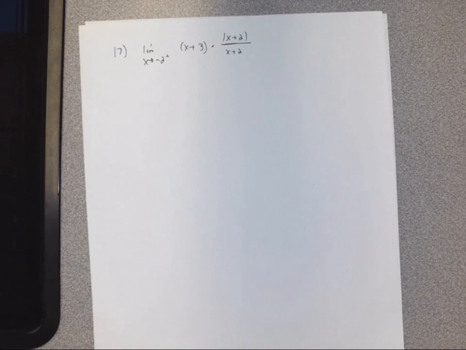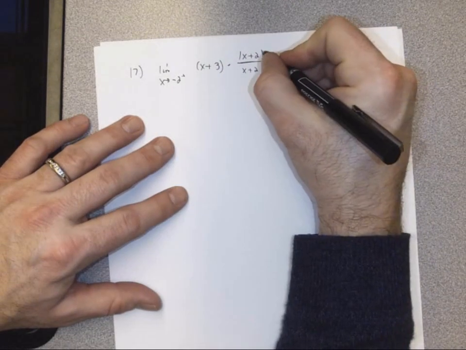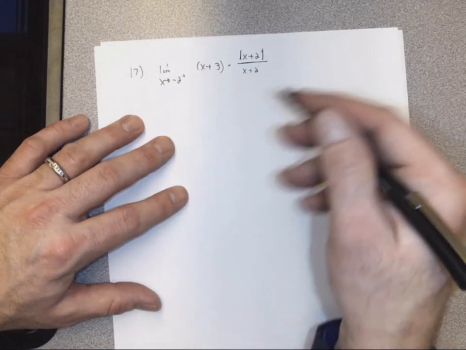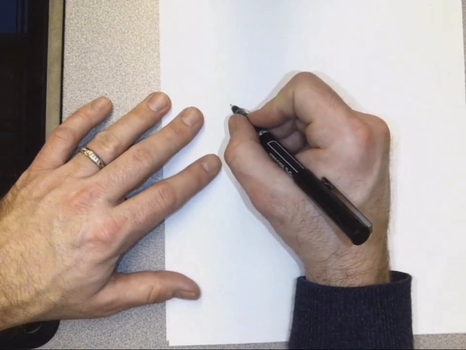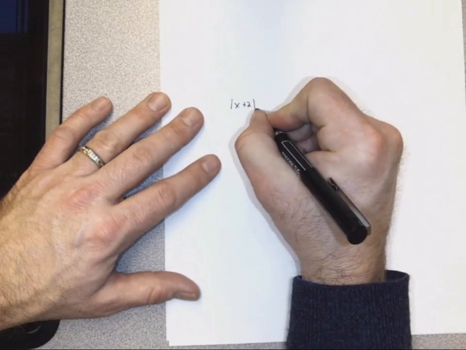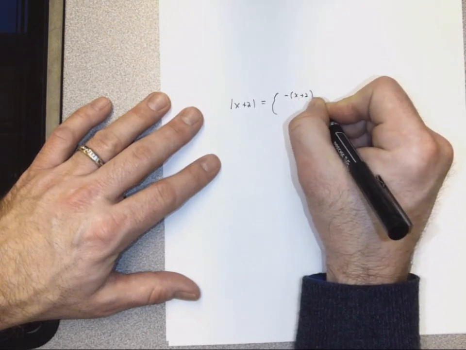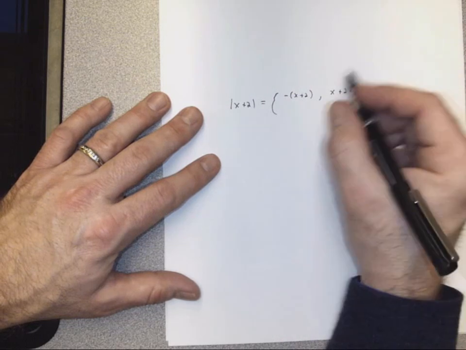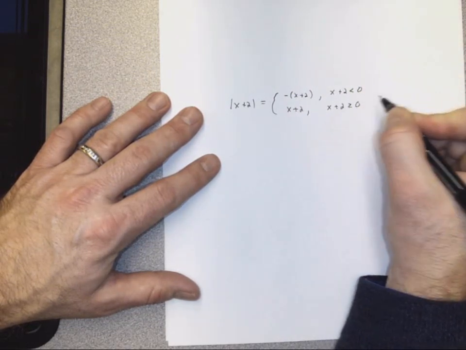So you guys notice that what makes 17 difficult is this absolute value thing. All right, so let's investigate what that absolute value thing is. I'm going to do it down here, and we'll come back and simplify it. Well, the absolute value of x plus 2, we already discussed. It's negative x plus 2 if x plus 2 is negative, right? And it's equal to itself if x plus 2 is greater than or equal to 0, right?